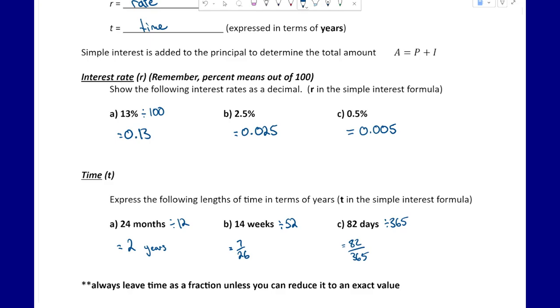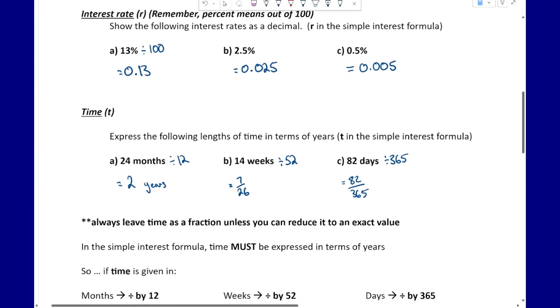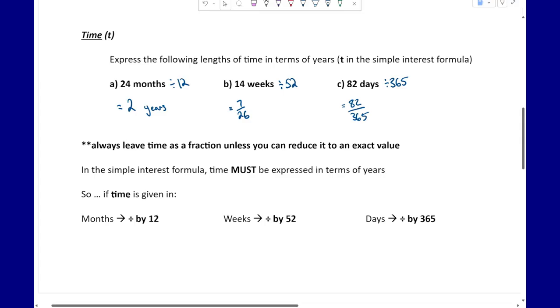So this is only if we're told we're calculating the interest for a time frame that is not in years. If it's in years, then we just leave it as is. Again, as we just mentioned, it must be expressed in terms of years. So we need to convert. If it's months, we divide by 12, weeks divide by 52, days divide by 365.